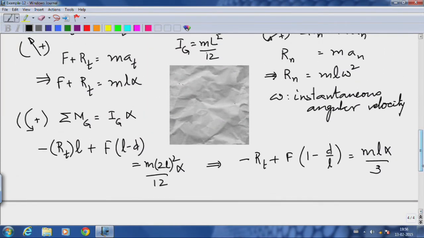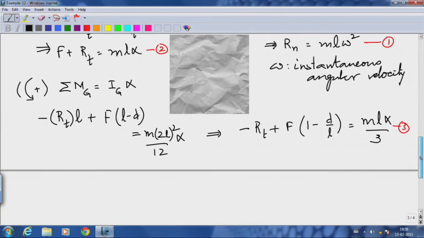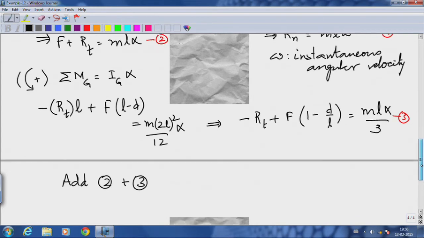F is a known quantity. I have two equations here. I will call this 2, I will call this 1, and this is equation 3. I can solve 2 and 3 to find what alpha would be and the corresponding L and the corresponding R sub t. So, if I simply add 2 and 3, what do I have?